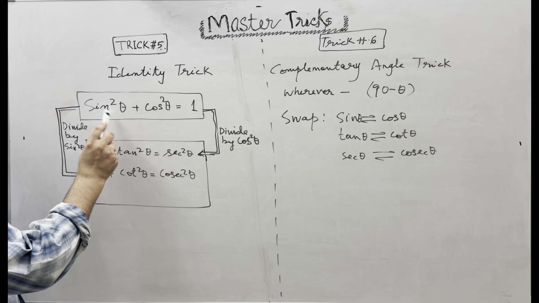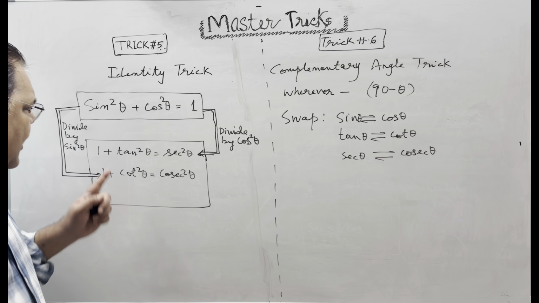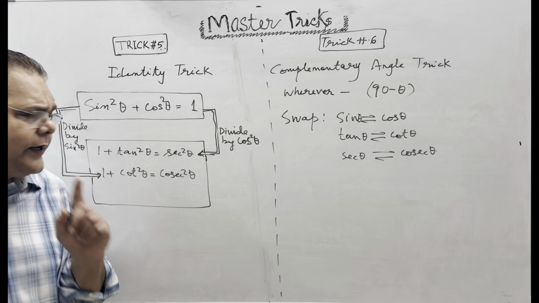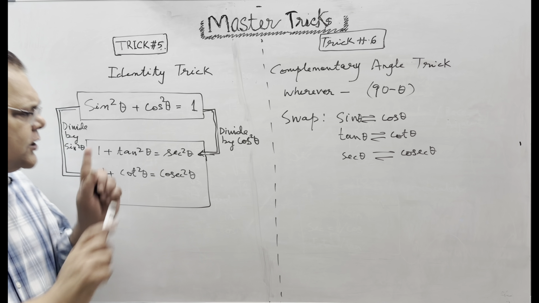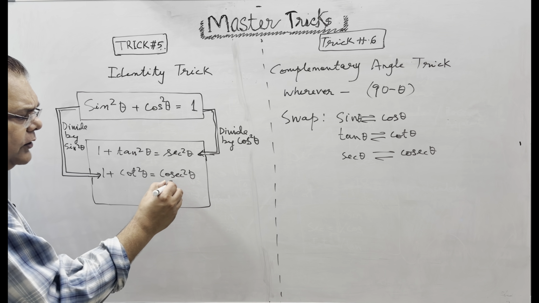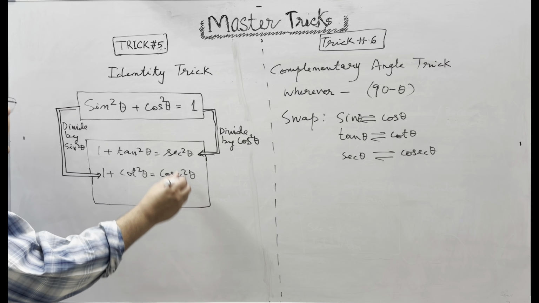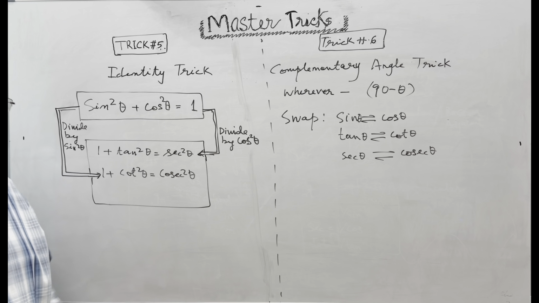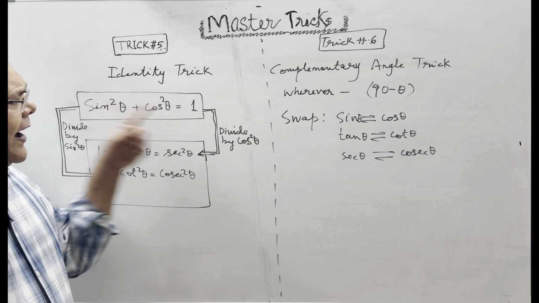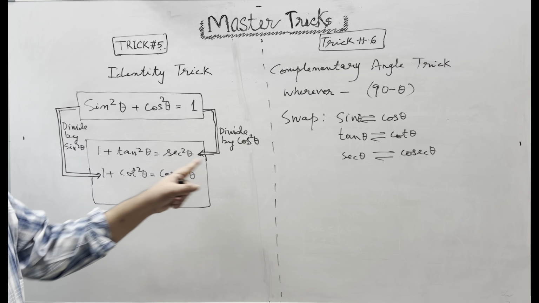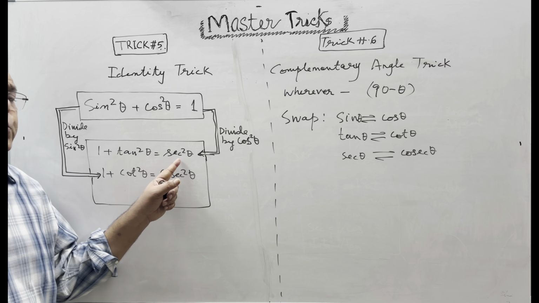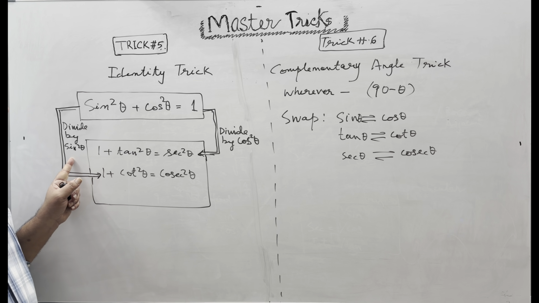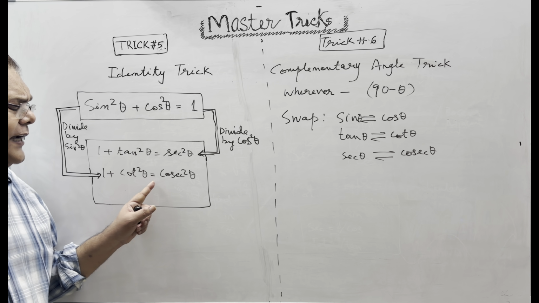You already know sine square theta plus cos square theta is equal to 1. 1 plus tan square theta is equal to sec square theta. And 1 plus cot square theta is equal to cosec square theta. But you don't have to remember these two. Everything comes from here. Sine square theta plus cos square theta is equal to 1. You just have to remember this. If you divide by cos square theta, you get 1 plus tan square theta is equal to sec square theta. And if you divide this by sine square theta, you get 1 plus cot square theta is equal to cosec square theta.